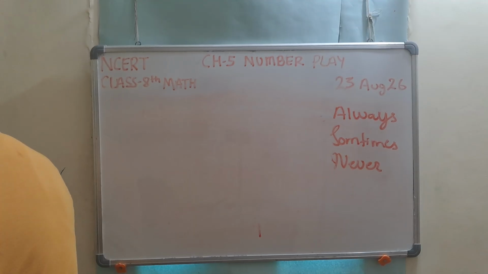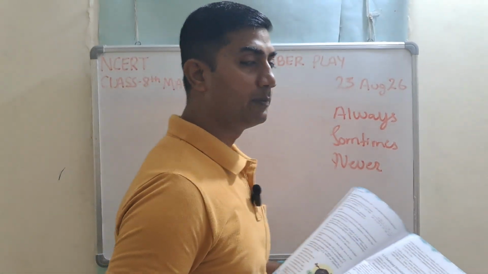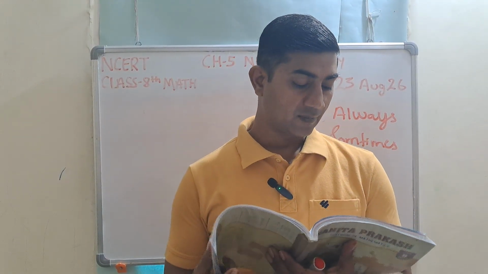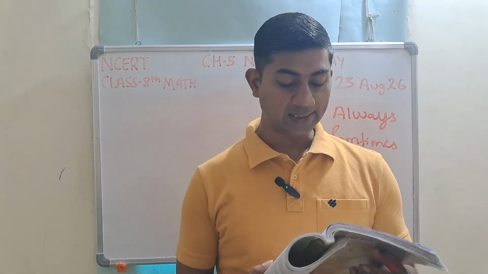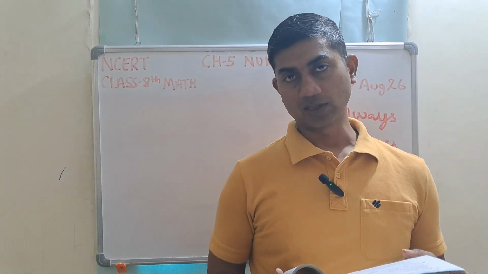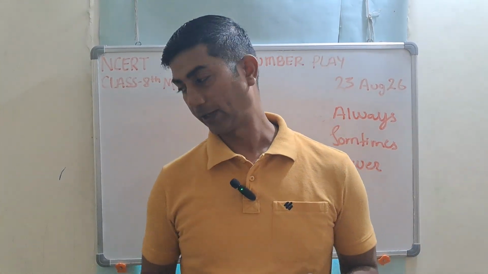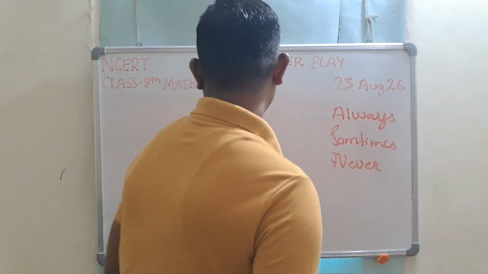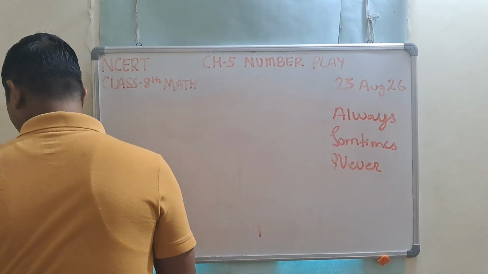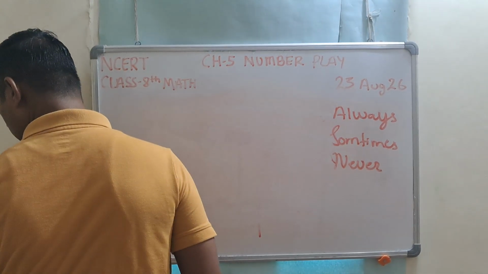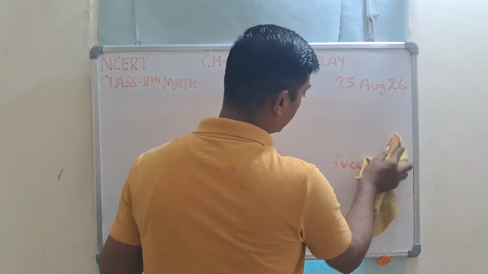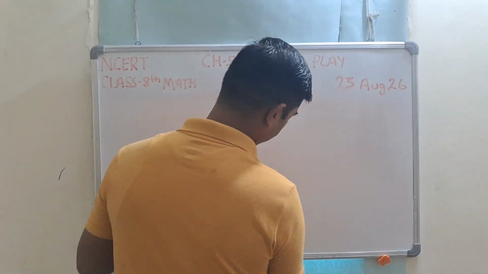And what is the first question? The first question is that the sum of 4 consecutive numbers is 34. What are these numbers? That we have to find out. Now see, let's have a discussion about the consecutive numbers. We will revise. You already know about the consecutive numbers.